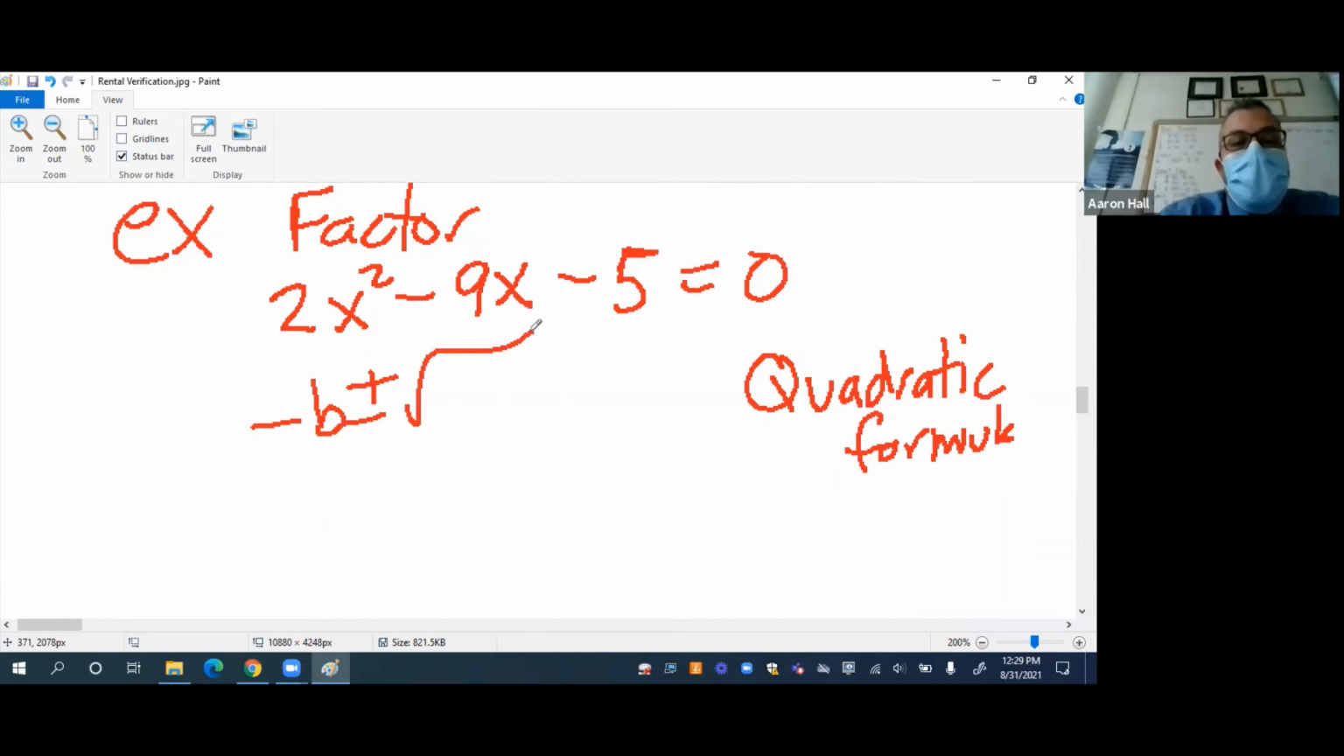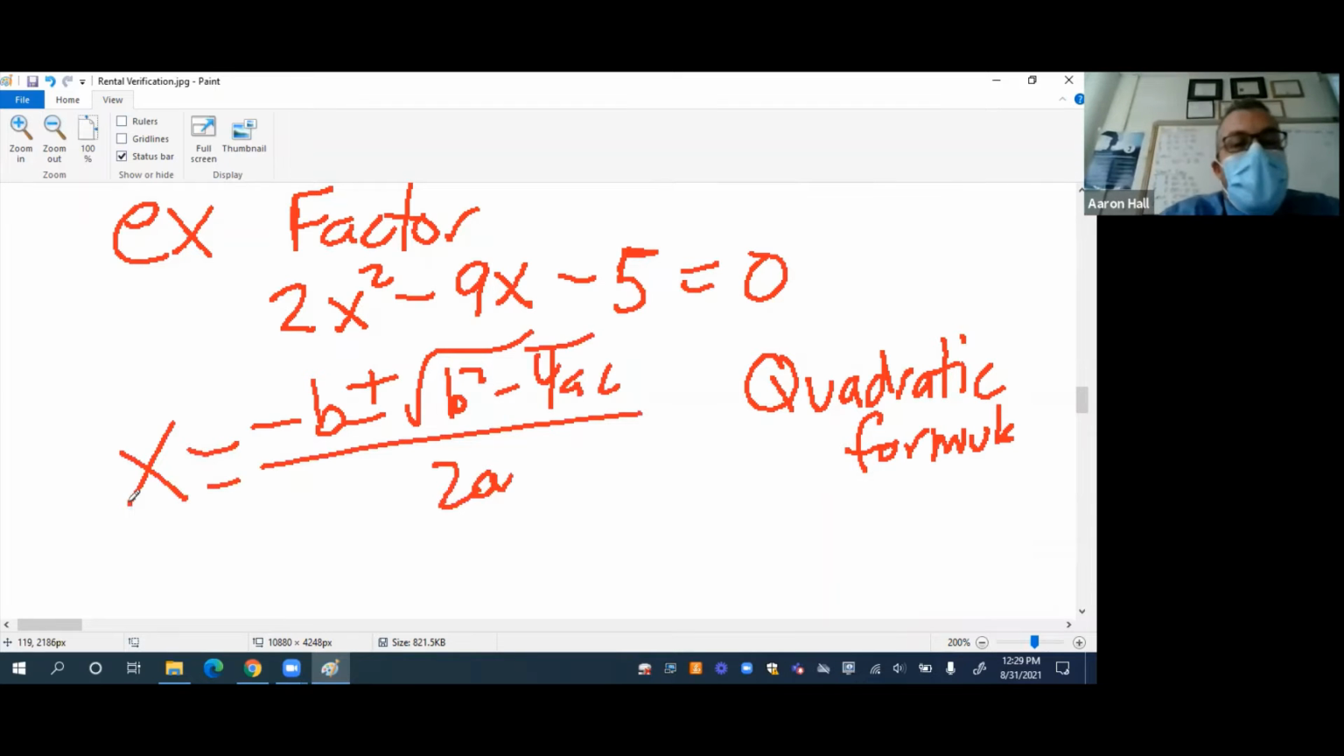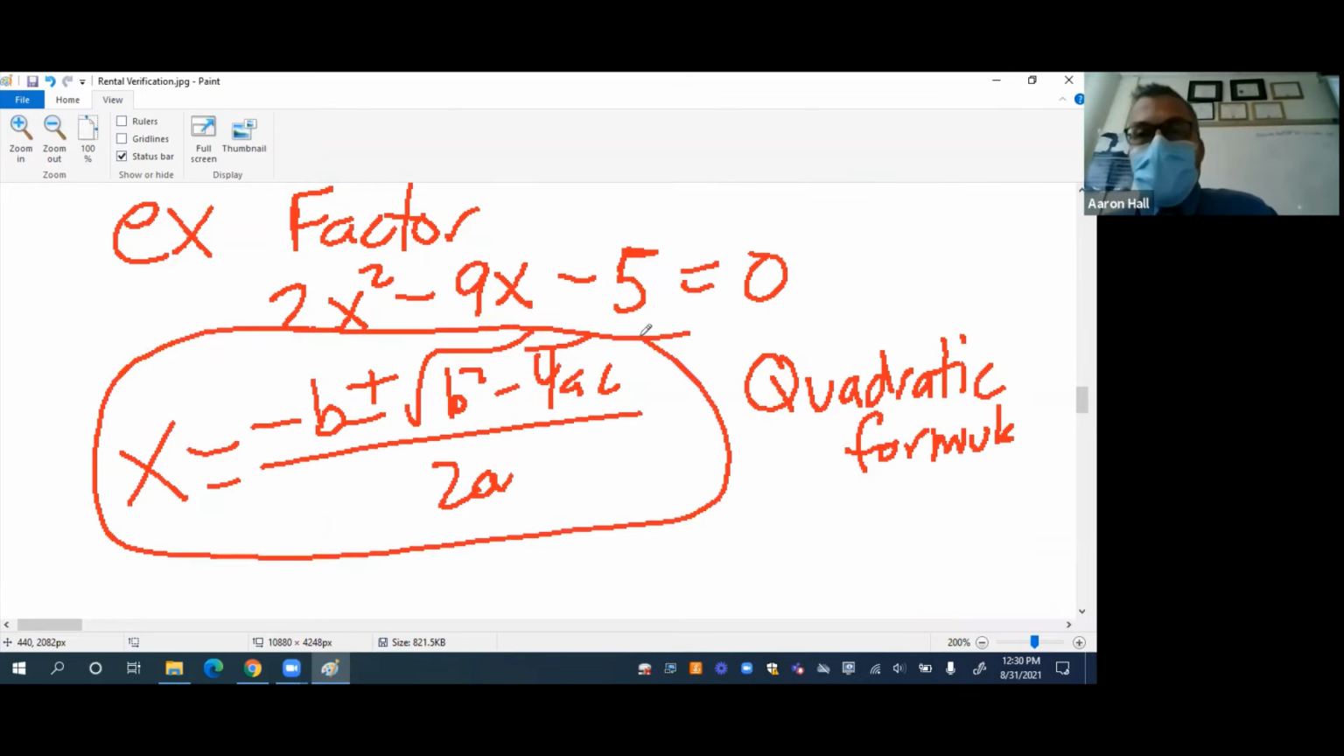Negative b plus or minus the square root of b squared minus 4ac, divided by 2a. Correct. Nice. That is something you are going to have to remember. I have a master's degree in mathematics, and I had to do this even for my master's degree. It shows up all over the place. If you can't factor a quadratic, then you have to use the quadratic formula.